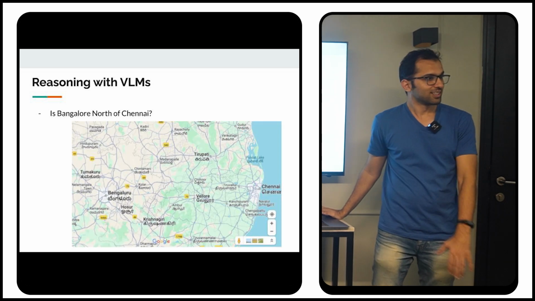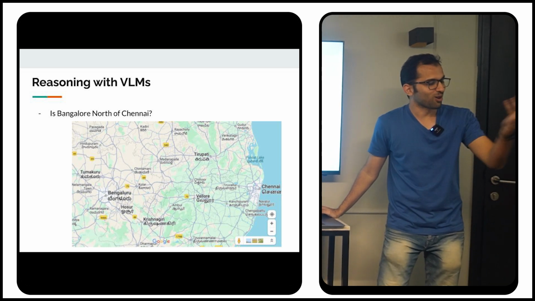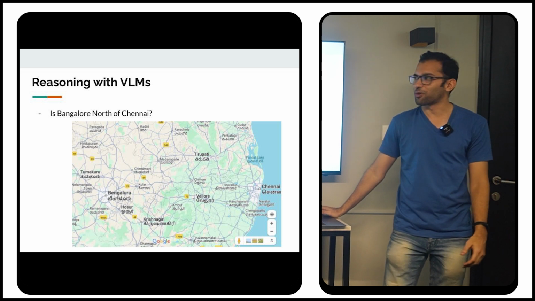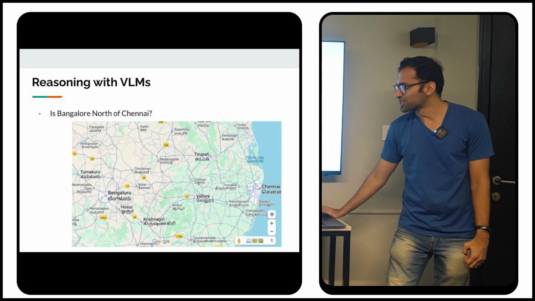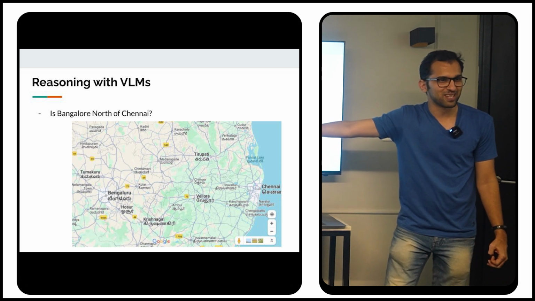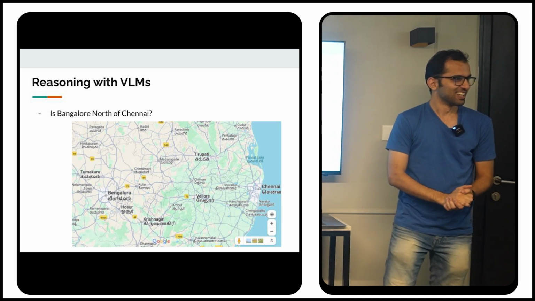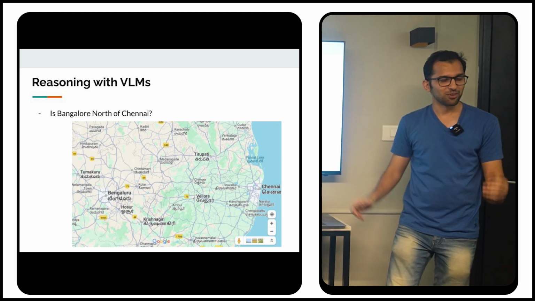And the last thing is, can we do reasoning? We talked about reasoning with LLMs. Can we do reasoning with VLMs, vision language models? Like, is Bangalore north of Chennai? I don't think our vision models are able to look at this image and figure out which city is in the north and which city is in the south. So we still have some amount of reasoning to do in vision space.